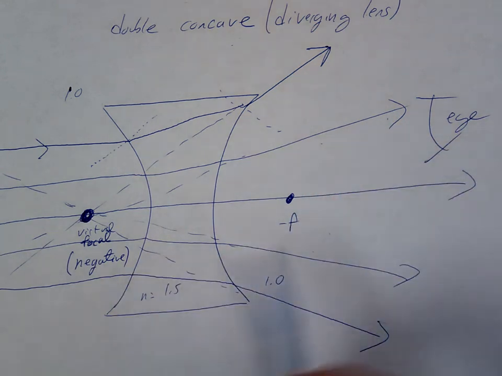Okay, remember there are focal lengths on both sides. If you reverse them around, you're going to get focal lengths on both sides.